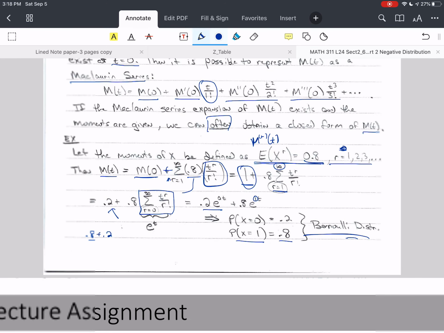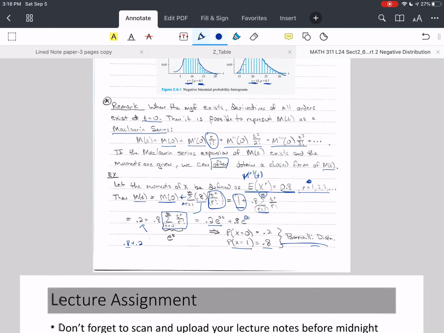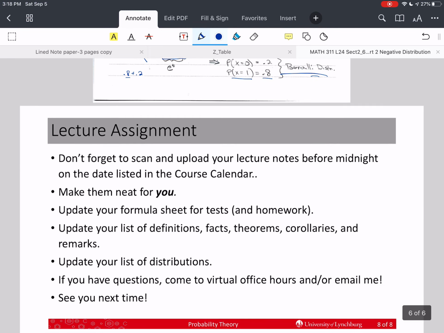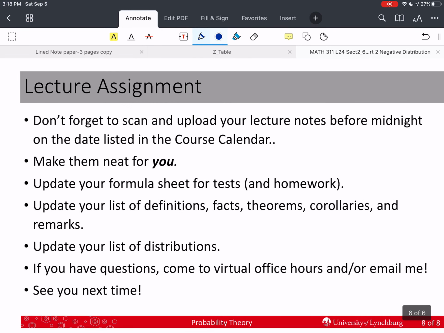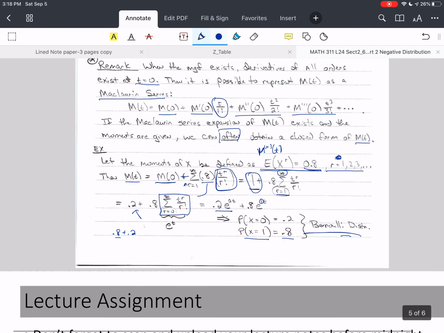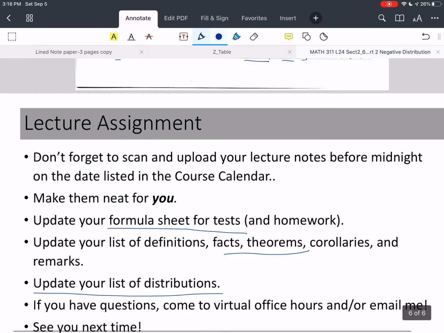Okay. So those are our examples for this time, and that's a nice property to have. So don't forget to scan in and upload your lecture notes before midnight on the date listed in the course calendar. Make them neat, of course, for you. You'll want to update your list of distributions, probably your formula sheet or list of facts or whatever it is that you want there, and your theorems with the remark here about the moment generating function.